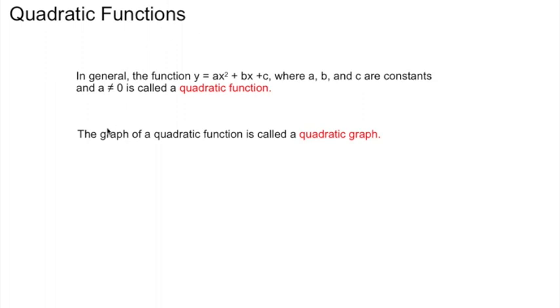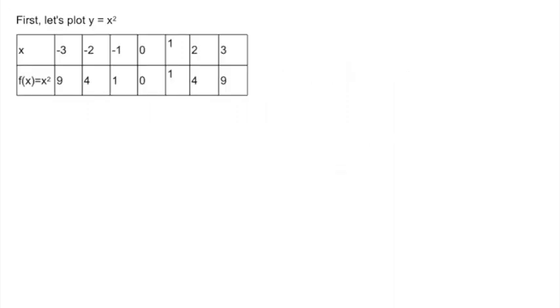All right, now the graph of a quadratic function is called a quadratic graph. That's what we're going to be focusing on today. So let's start with the most basic of quadratic graphs. We're going to graph y equals x squared. I'm going to create an xy table and then plot some points from -3 to +3. I'm going to take -3, square it, and I end up with a +9. I'm going to do the same with -2 and get a +4, work all the way down.